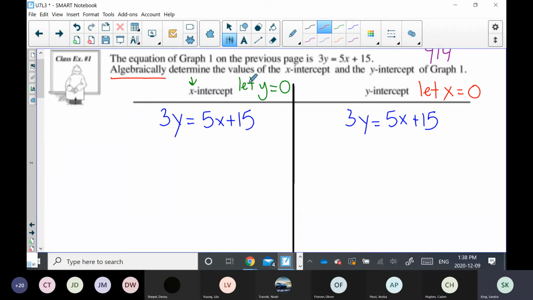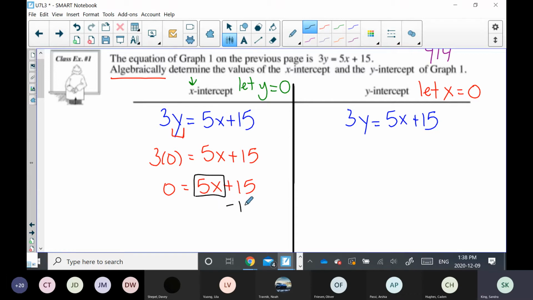Okay, so for the x-intercept, we're going to let y equal 0. So let's take out this y, and let's put a 0 in. 3 times 0 is equal to 5x plus 15. 3 times 0 is 0, which is equal to 5x plus 15. The reason why we let y equal 0 is now I just have x. I need to somehow isolate this x, and then I have the x-intercept. So I need to get rid of this plus 15.